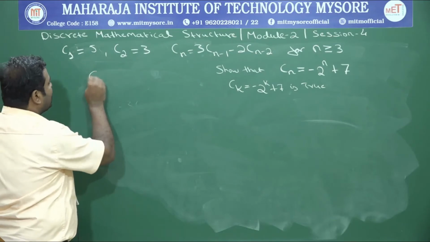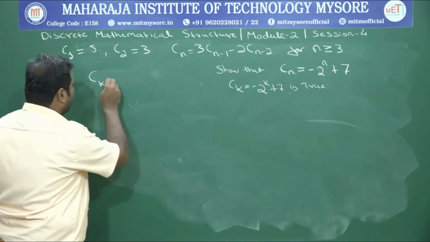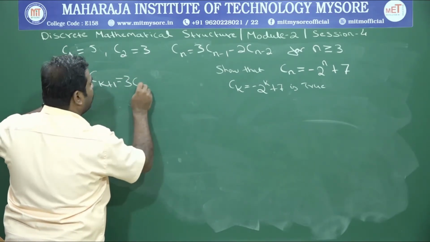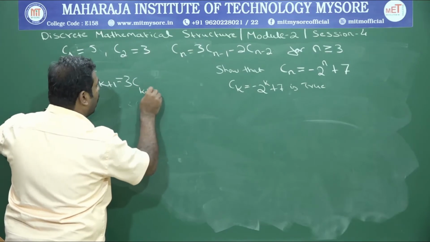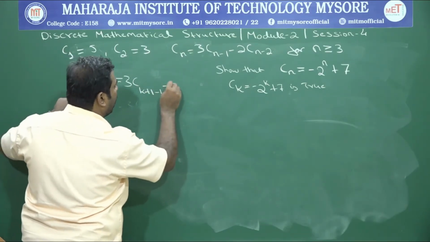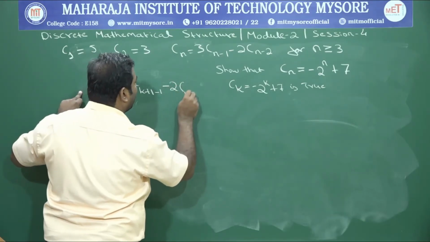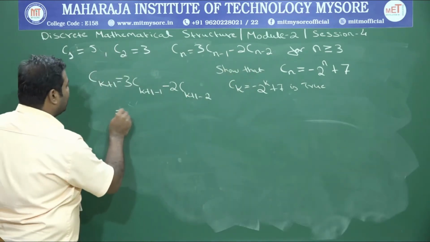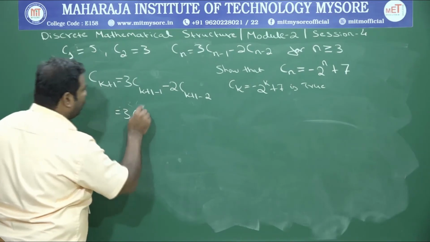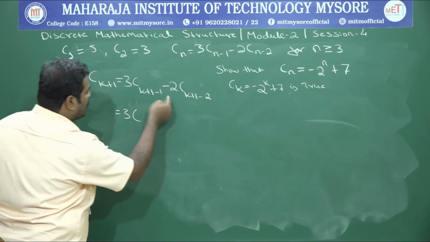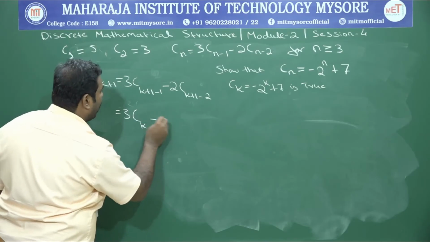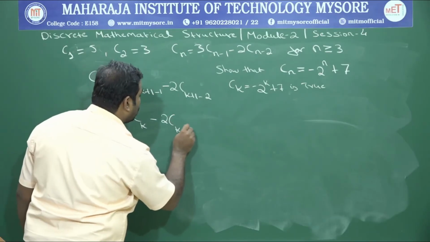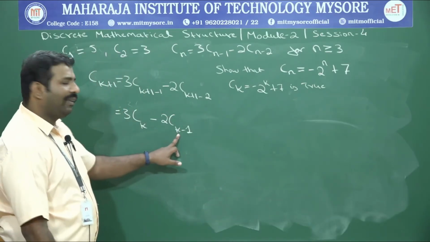Hence, I am going to have C(k+1) equals 3C(k+1-1) minus 2C(k+1-2). This is what I am bringing over here. Now this is equivalent to 3C(k+1-1) as C(k), minus 2, and k+1-2 is C(k-1). I am going to have C(k-1).